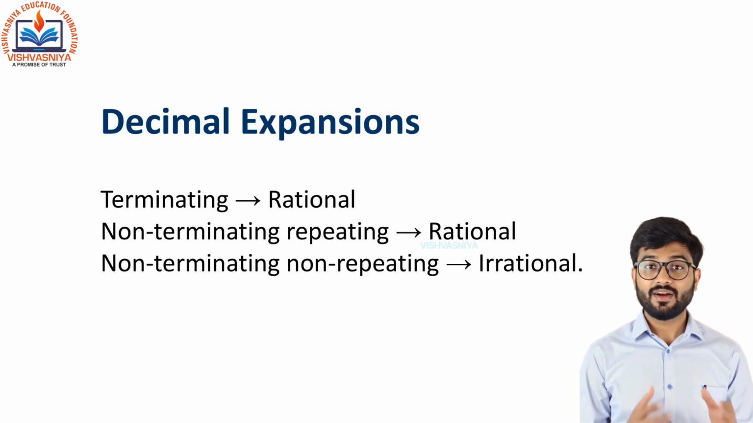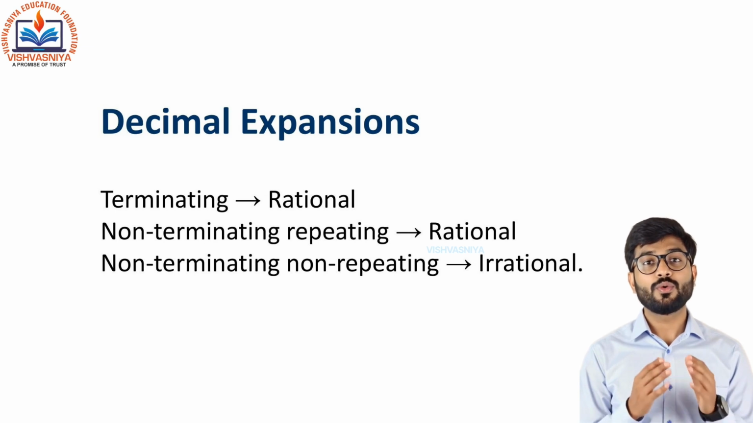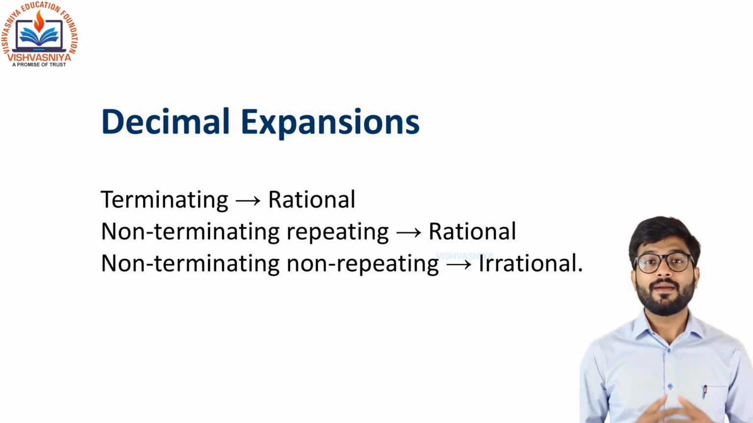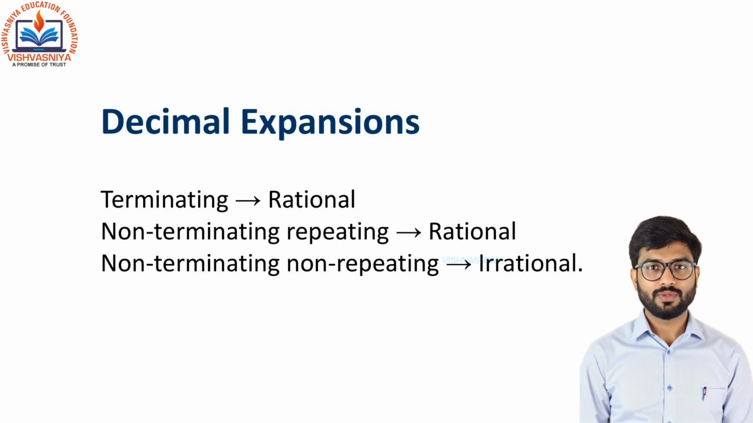Terminating decimals are rational. Non-terminating repeating decimals are also rational. Non-terminating non-repeating decimals are irrational. Example, 0.6 recurring equals 6 by 9 equals 2 by 3, which is rational.